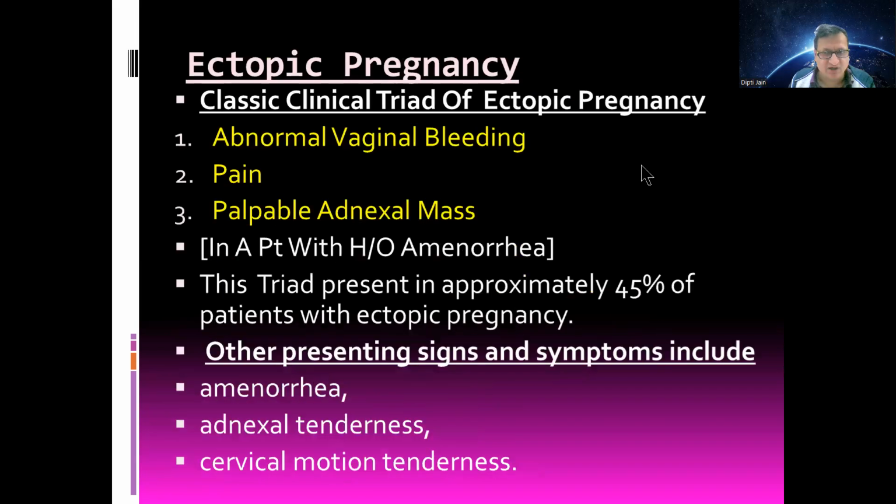The classical clinical triad of ectopic pregnancy is abnormal vaginal bleeding, pain, and palpable adnexal mass. Other presenting signs and symptoms may be amenorrhea, adnexal tenderness, and cervical motion tenderness.